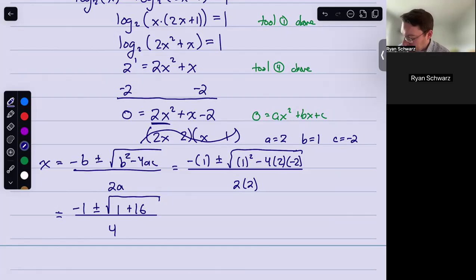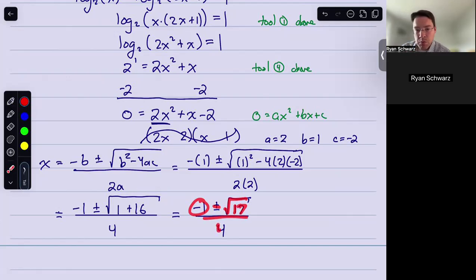All right, so now that I have this, I want to continue to consolidate because I've got two terms underneath the radical. So let's just write that as 17 over 4. All right, so these are actually two different values. One of the values is -1 plus the square root of 17 over 4. And one of the values is -1 minus the square root of 17 all over 4. So those are both potential solutions.